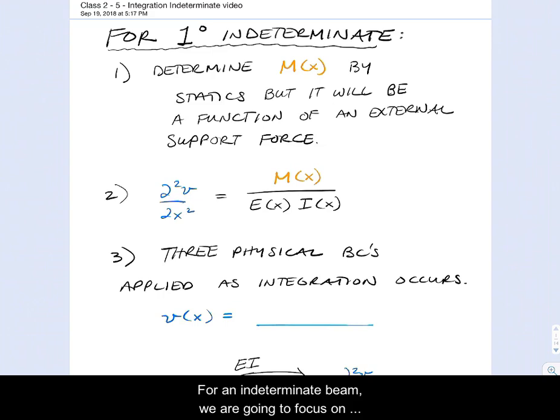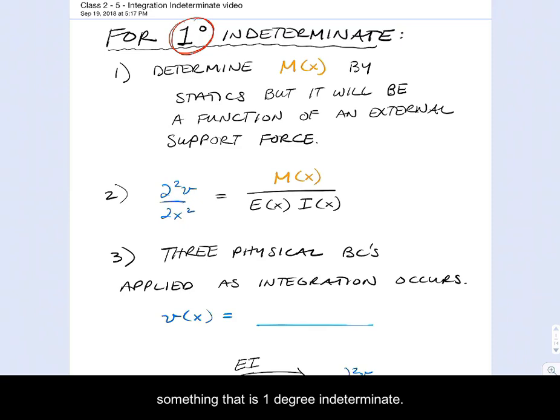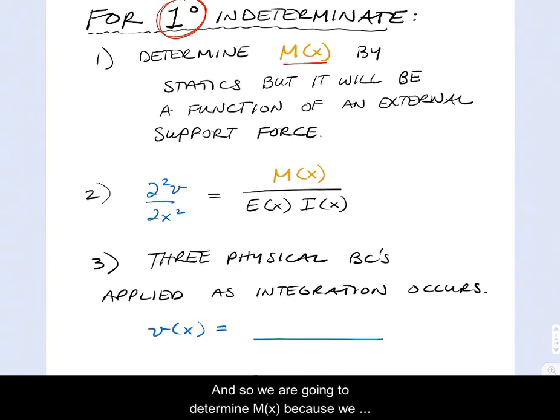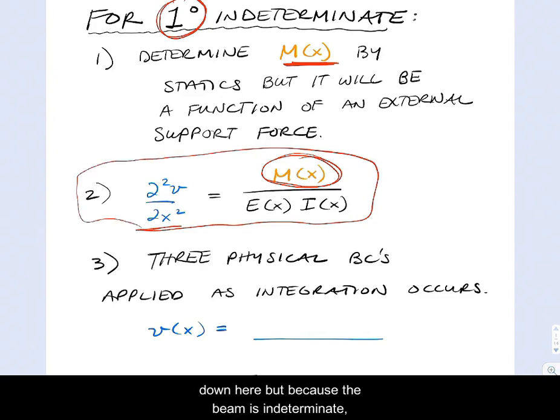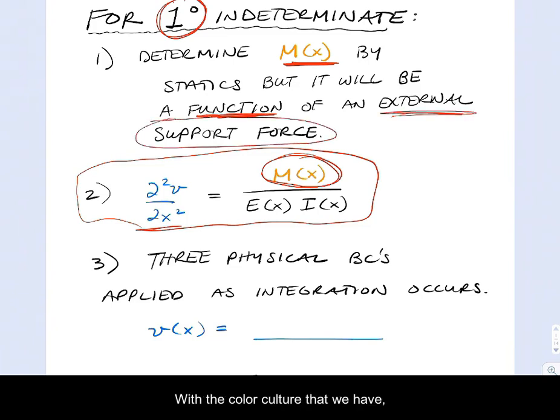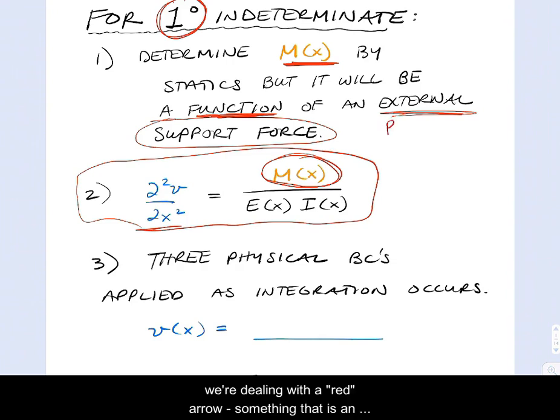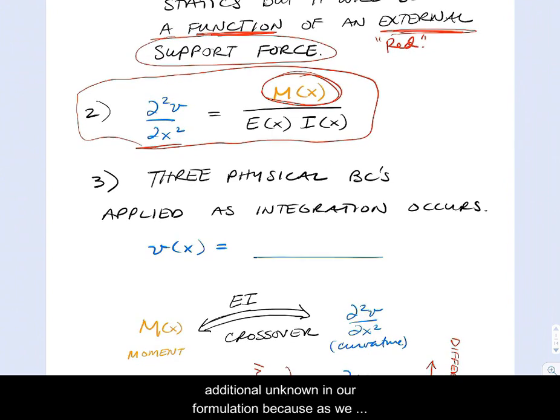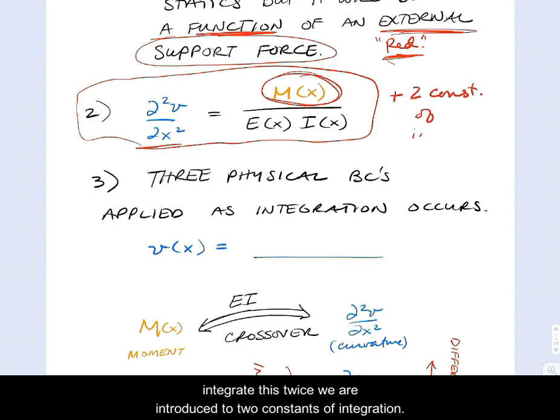For an indeterminate beam, we're going to focus on something that is 1 degree indeterminate. And so we are going to determine M of x because we need M of x to be put into the 2nd order beam equation down here. But because the beam is indeterminate, by statics, we're going to find M of x, but it's going to be a function of an external support force. And with the color code that we have, we're dealing with a red arrow, something that is an external support force. So we are going to have an additional unknown in our formulation because as we integrate this twice, we are introduced to 2 constants of integration.